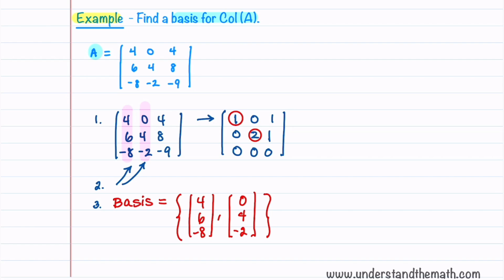When you're finding the basis for a column space of a matrix, be sure to choose the vectors from the pivot columns of A and not from the pivot columns of our echelon matrix. Be sure to check out the next video in this series where I'll teach you all about the dimension of a vector space.